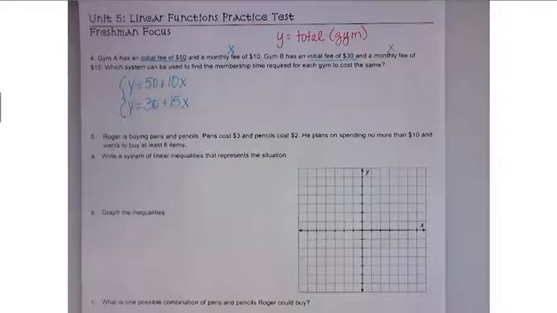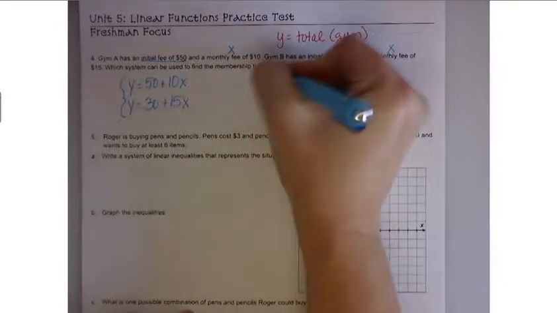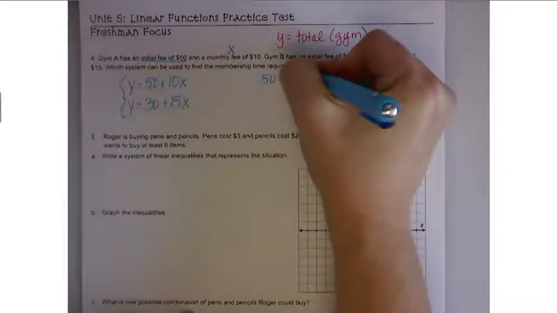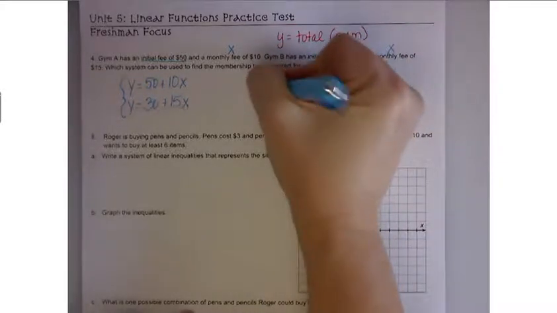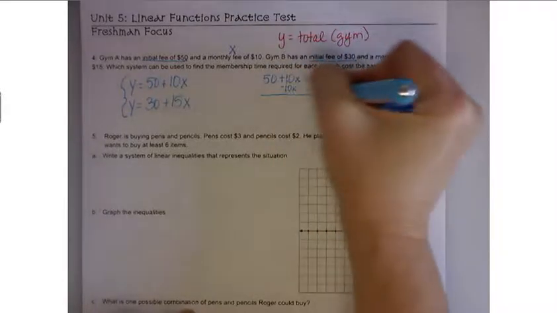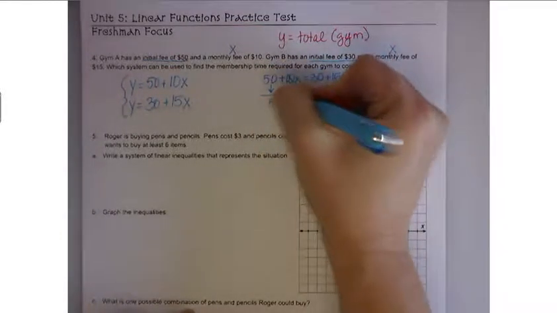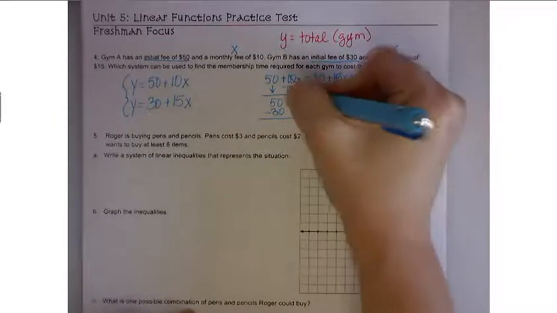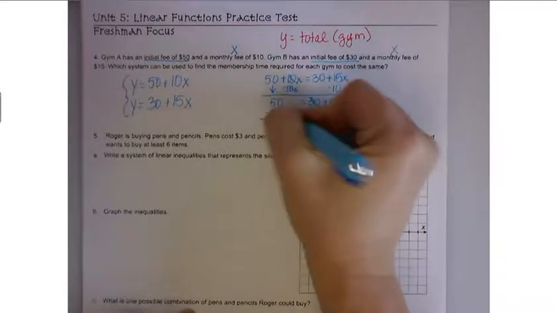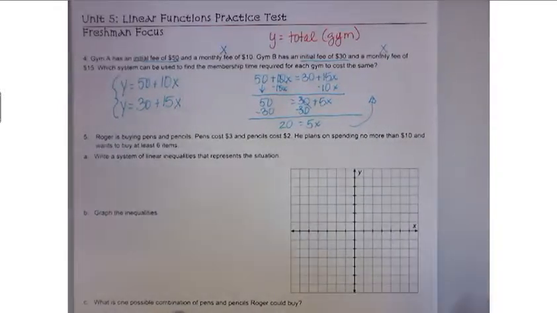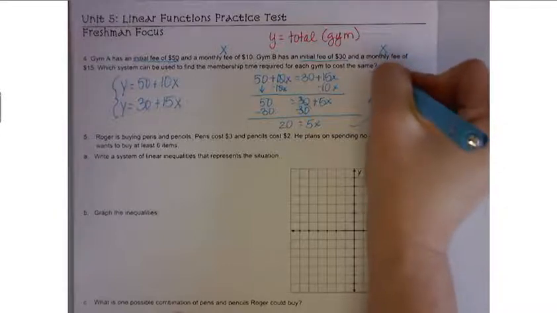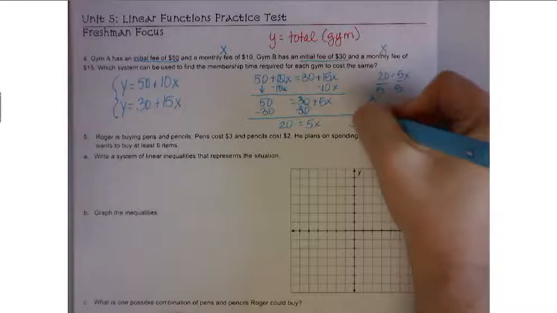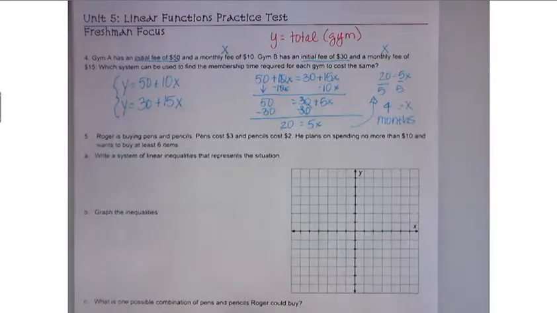They say, what's your system? There's your system. Gym A, Gym B. Now it says, what is the same cost? We need to find the months, which means we need to find the x. Since these are both y equal, we can set them up to being equal to each other. 50 plus 10x equals 30 plus 15x. Let's subtract that 10x from each side. Bring down your 50. 50 equals 30 plus 5x. Now subtract 30 from each side. 5x equals 20. Kind of move it up here. Still on my page. Good. 20 equals 5x. Divide by 5. Divide by 5. X equals 4 months. And that's your answer when both those equations will be the same.